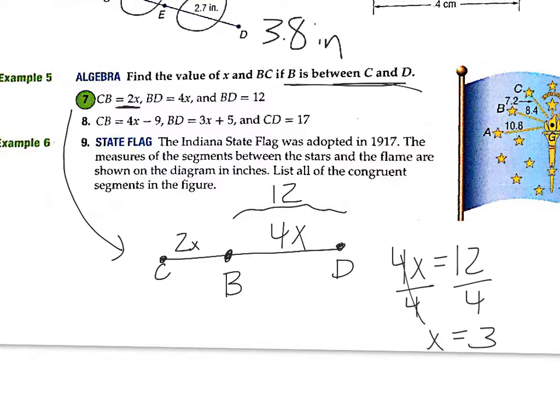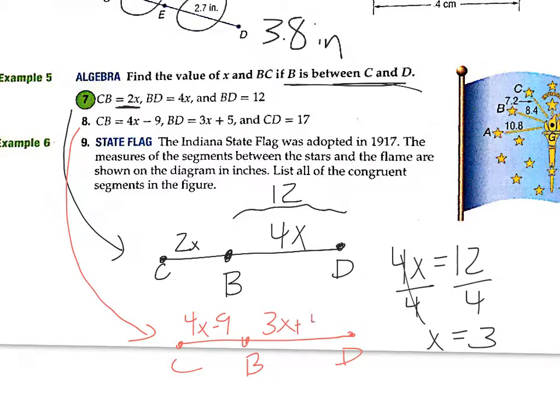Okay, now let's do something a little different here. Let's do number 8. So I'm going to change colors. I'm going to bring 8 down here. I'm going to draw a new picture. Still have C and D, where B is between. It says CB is 4x minus 9. BD is 3x plus 5. But then this time it gives me from C to D is 17.